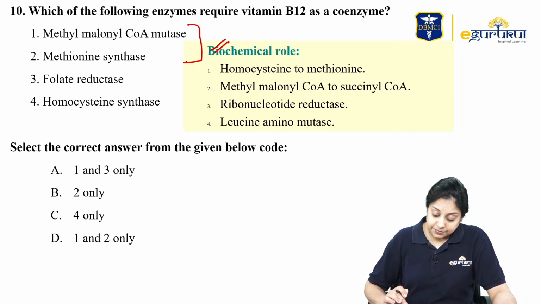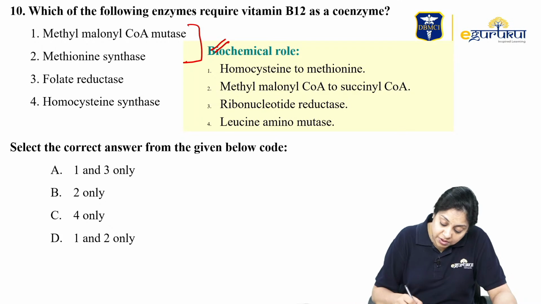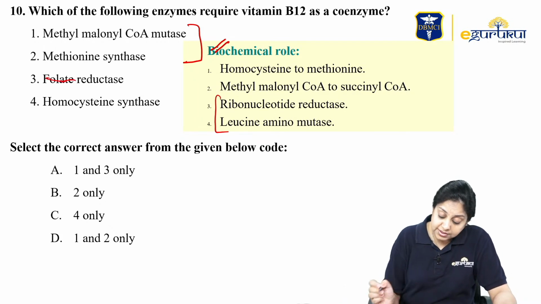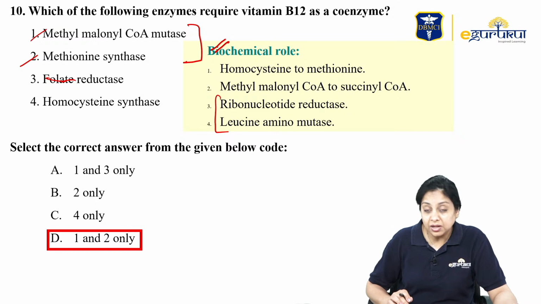And B12 is also seen with the ribonucleotide reductase, not the folate reductase, and leucine aminomutase also, right? So the answer to this is 1 and 2, right? B12 is happy with the MM, right? Both MMs, it is happy with the methylmalonyl and the methionine. B12 is happy to go.